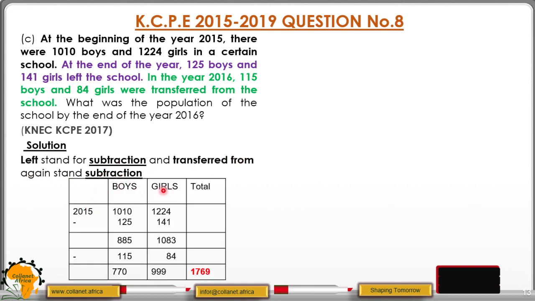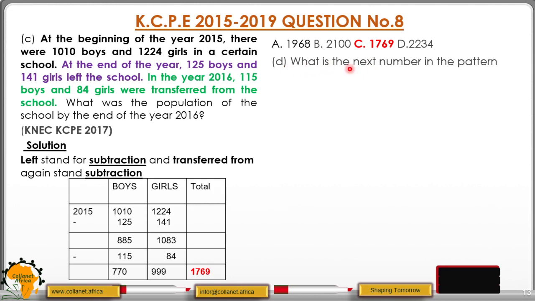Meaning we have the boys here, we have the girls here, and then the total. 2015, 1,010, 125 transferred, and this transferred. So when they transferred, this is what was left. Then in 2016, 115 again transferred, this left and this one transferred. So when you do the subtraction, you get 770, 999. So the total number of students or pupils in our school was 1,769. Choice C.